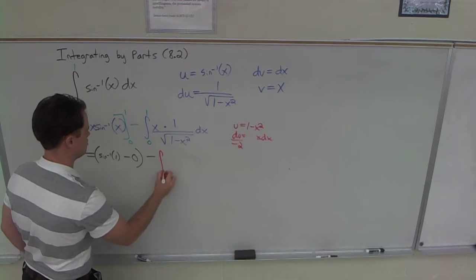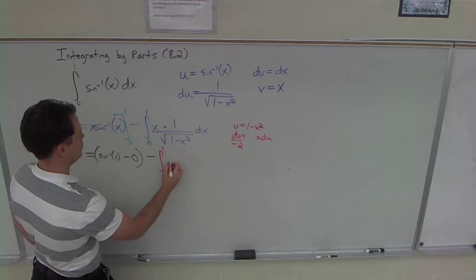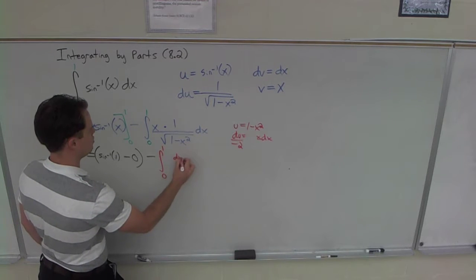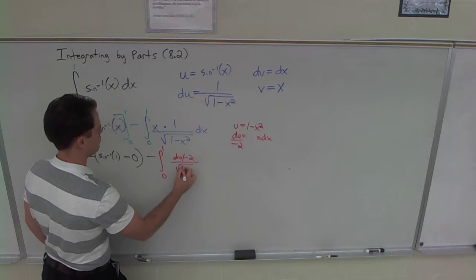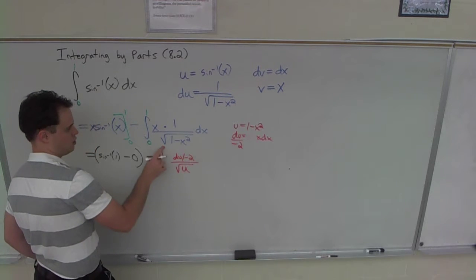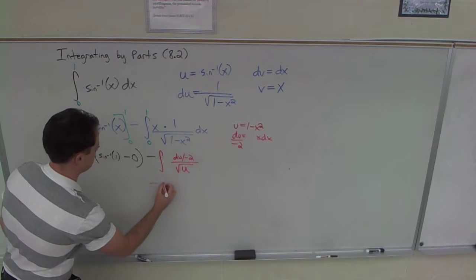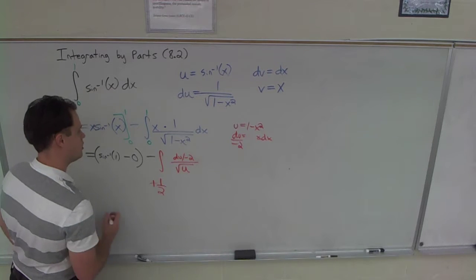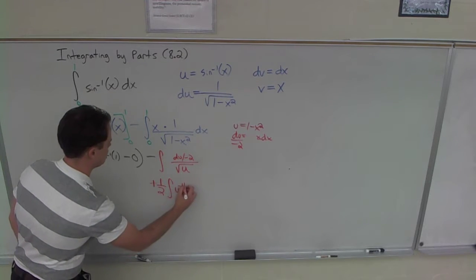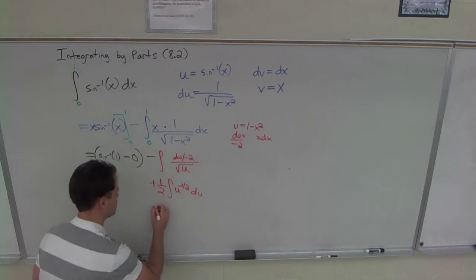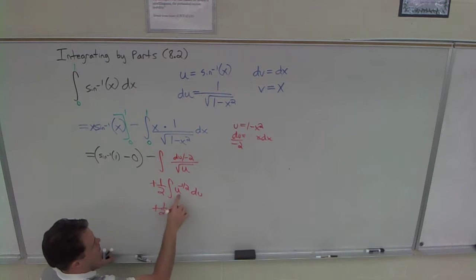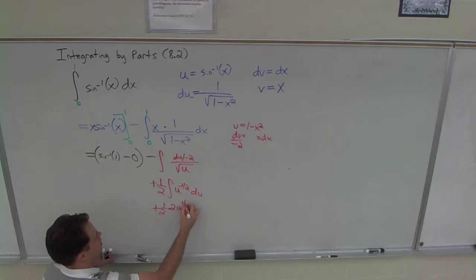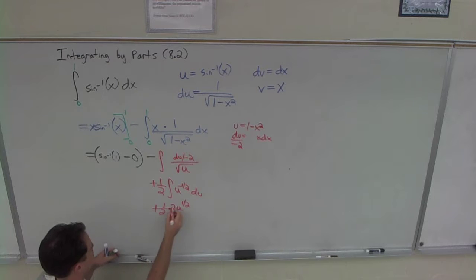So that's going to be minus the integral from 0 to 1 of du over negative 2 square root of u. I really shouldn't put these, right? So it's going to be minus, minus is plus 1/2 times the integral of u to the negative 1/2 du, which is plus 1/2 times 2u to the 1/2, right? So that cancels out, that's nice. This is really just plus root u, and u is 1 minus x squared.